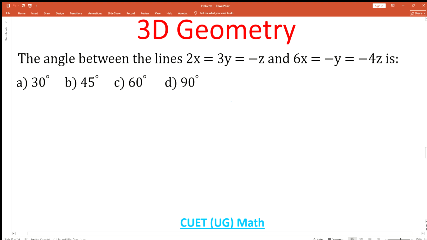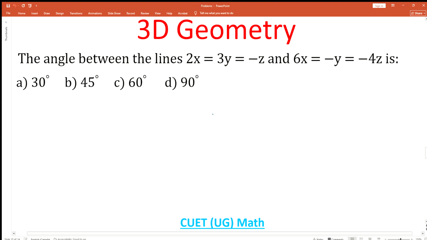In this video, we'll solve this 3D geometry problem using dot product of vectors. As per the problem, the angle between the lines 2x equals 3y equals negative z and 6x equals negative y equals negative 4z is. We are given 4 answer choices. We have to choose the correct answer choice.